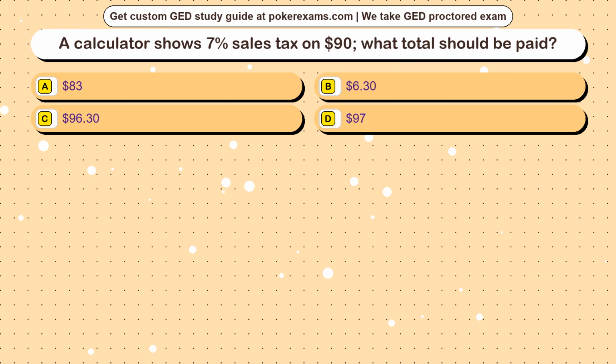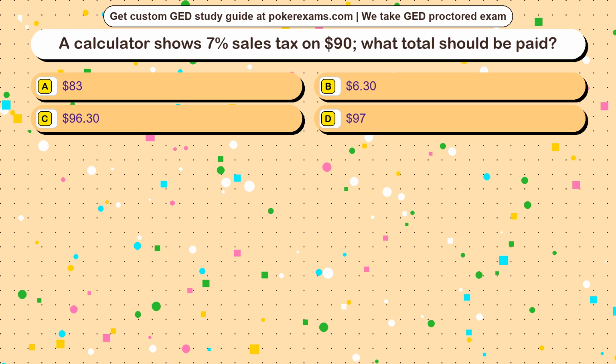Question 14. A calculator shows 7% sales tax on $90. What total should be paid? Option A, $83. Option B, $6.30. Option C, $96.30. Option D, $97.